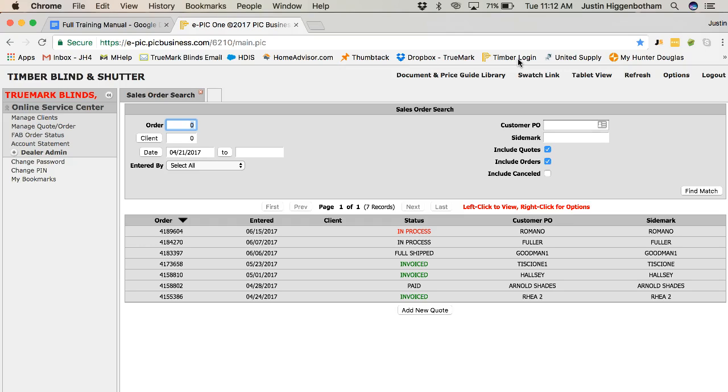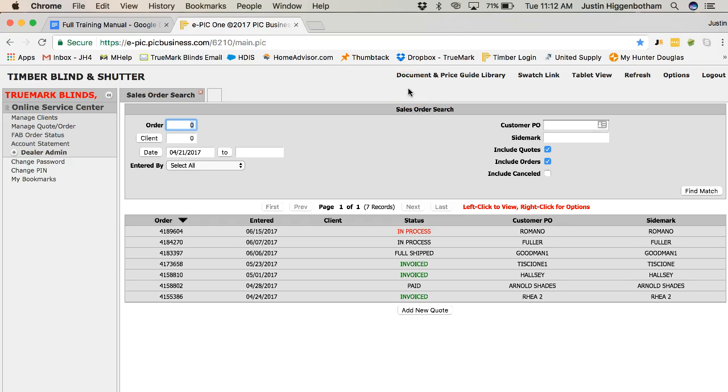Elevation Blinds might be a little bit different when it comes to different things, and that's something they're going to have to show you. But for us, we get all of our products through Timber. We're going to show you how to do orders from Timber later.